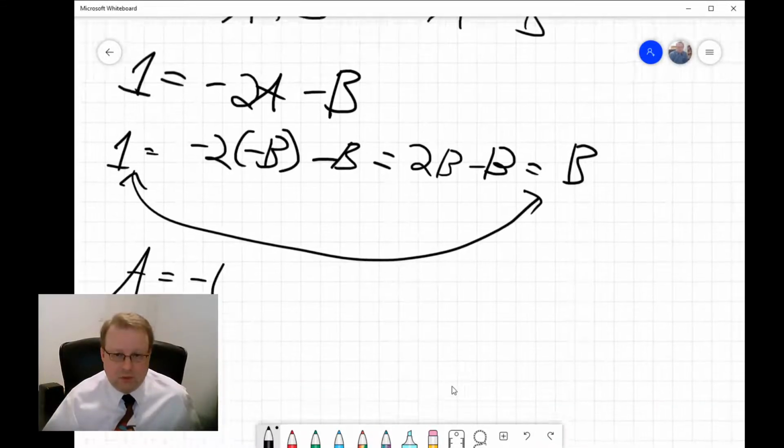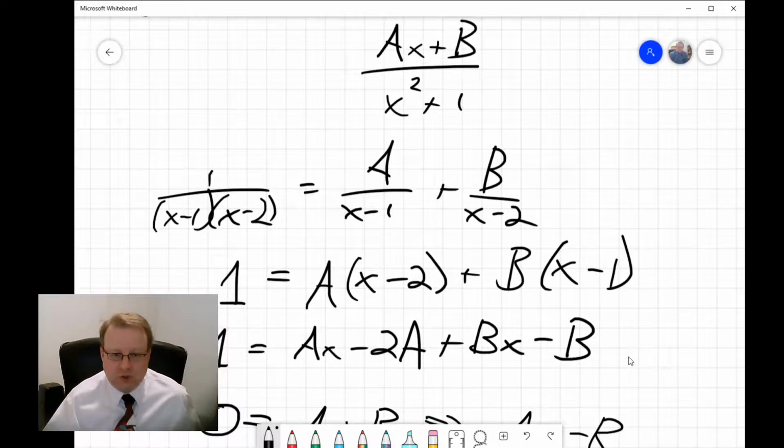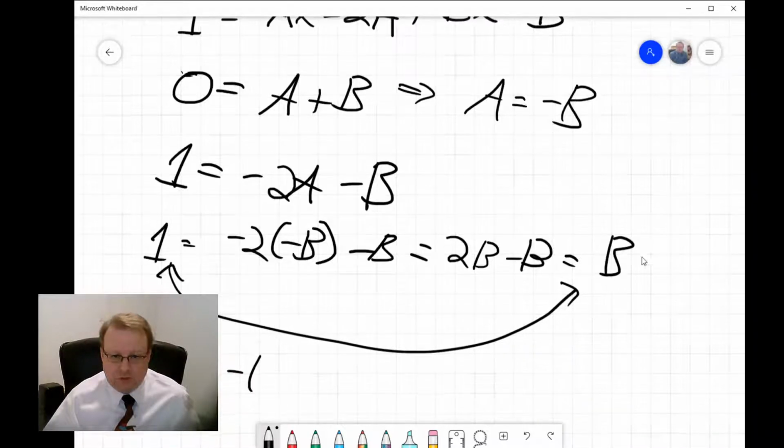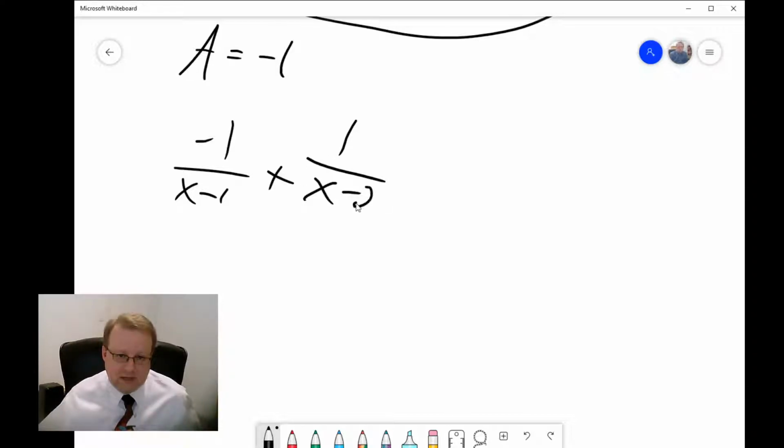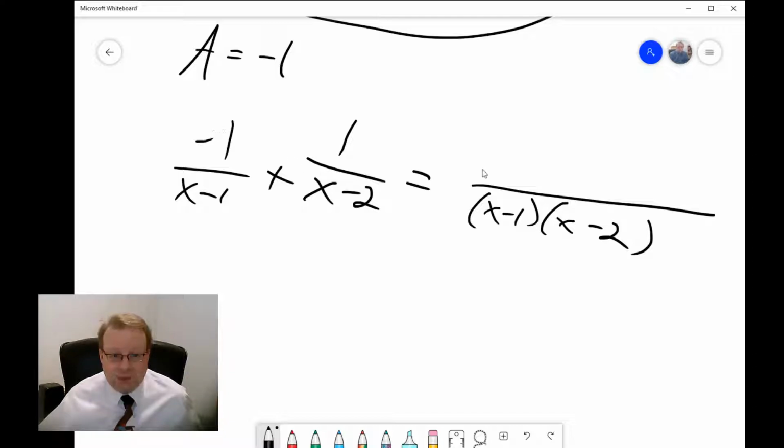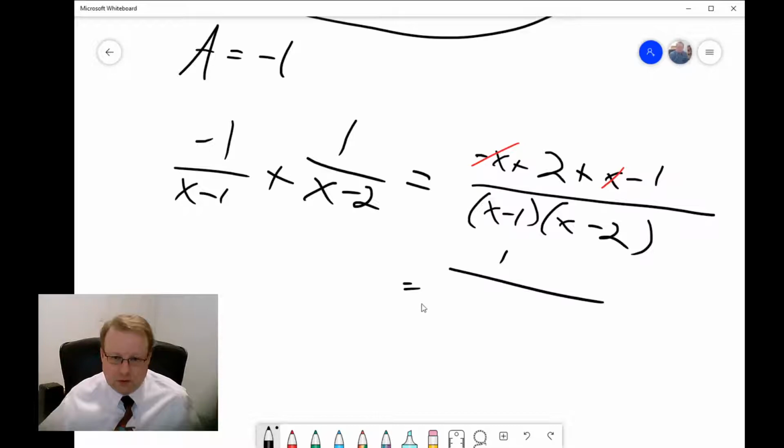So is that true? Can we verify it? When we go back to our first definition, A is over x minus 1, B is over x minus 2. So if we have negative 1 over x minus 1 and 1 over x minus 2, if we put these all over a common denominator, negative 1 times x minus 2 is negative x plus 2. And then to that we add 1 times x minus 1. Our x's cancel. Our 2 and our 1 combine. And yes, we do get our original 1 over x minus 1 times x minus 2.